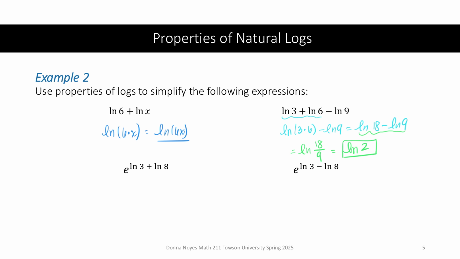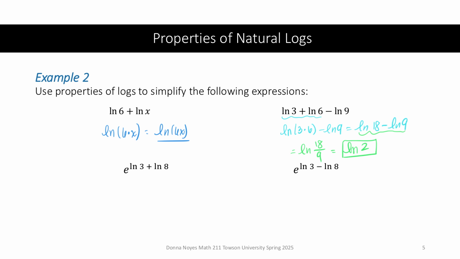So sometimes using our properties of logs in reverse helps us simplify what looks more complicated. You can also put this one in your calculator and see what comes up. If you put in the natural log of 3 plus the natural log of 6 minus the natural log of 9 and hit enter, and then on the next line put the natural log of 2 and hit enter, you'd see that they were the same value. What your calculator cannot do is tell you that it is the natural log of 2. It's just going to give you a decimal.